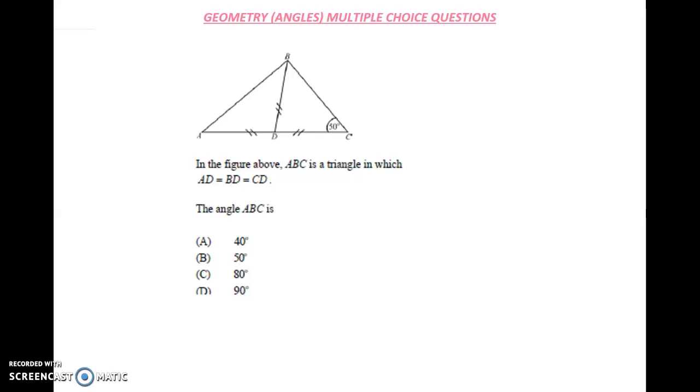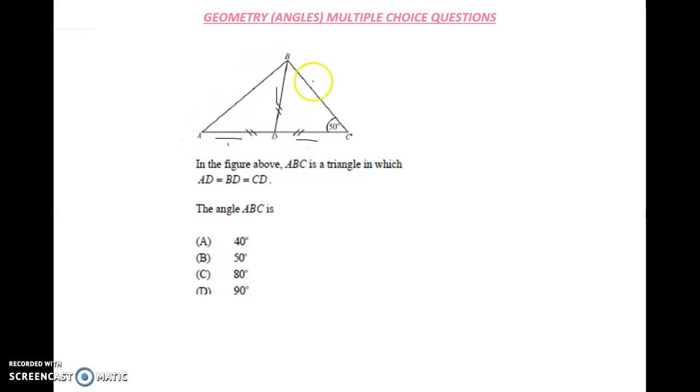Hi everyone, so we're looking at some more multiple choice questions on angles, dealing with angles in a triangle, and we're going to look at some with angles with parallel lines and so on, right? So here in this question it says, in the figure above, ABC is a triangle in which AD is equal to BD, so BD is here, and is equal to CD. Now you see the double lines, the two strokes on each line, that means that those lines are equal to each other, right? We want to find the angle ABC.